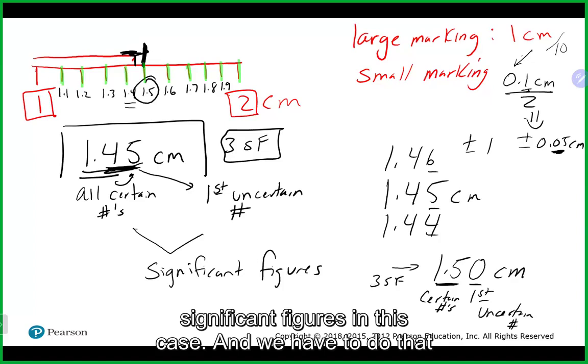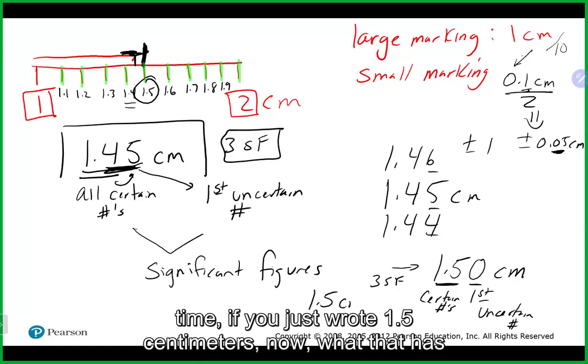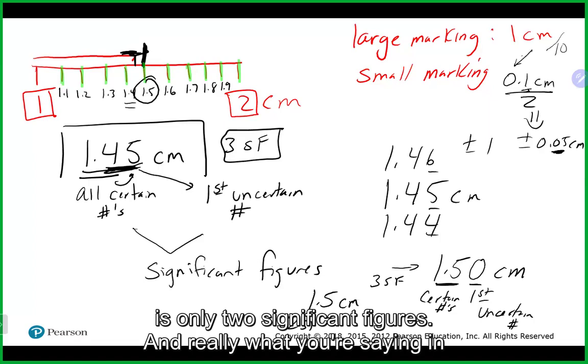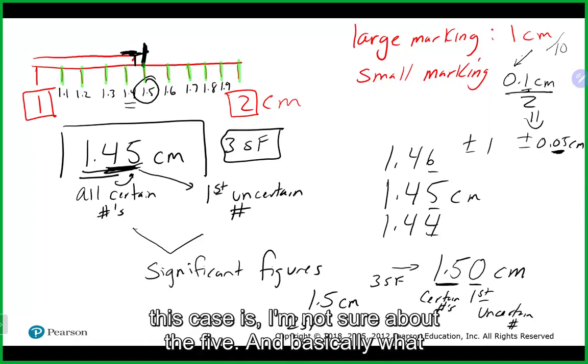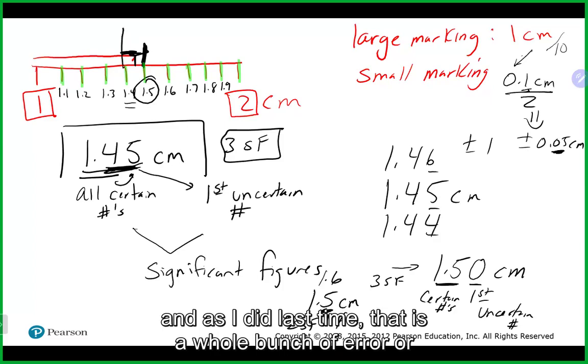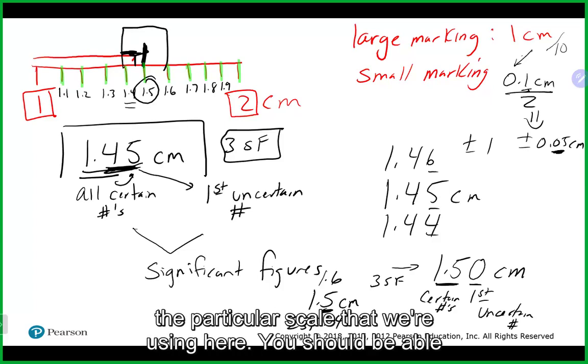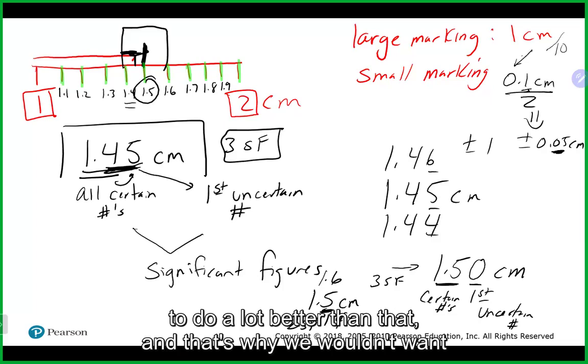And we have to do that because, as we talked about at the very end last time, if you just wrote 1.5 centimeters, that has only 2 significant figures. What you're saying in this case is, I'm not sure about the 5. You're saying I think it's 1.5, but maybe it's 1.6 or 1.4. That is a whole bunch of error or uncertainty that you really shouldn't have based on the scale we're using here. You should be able to do a lot better than that, and that's why we wouldn't want to do that.